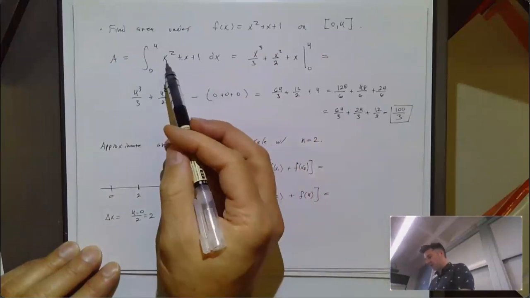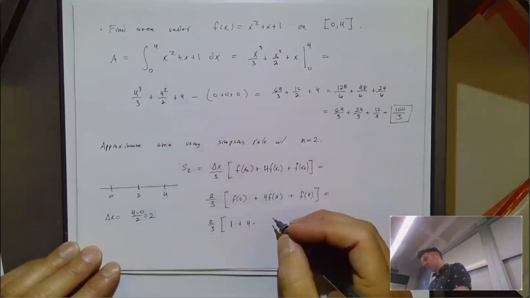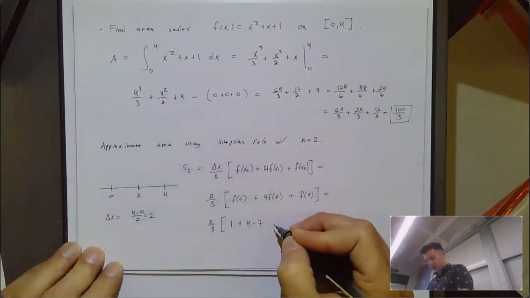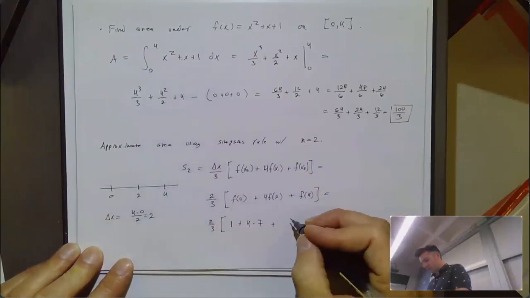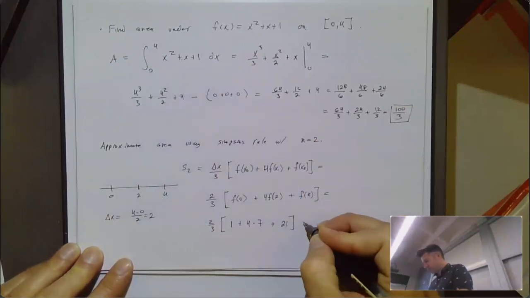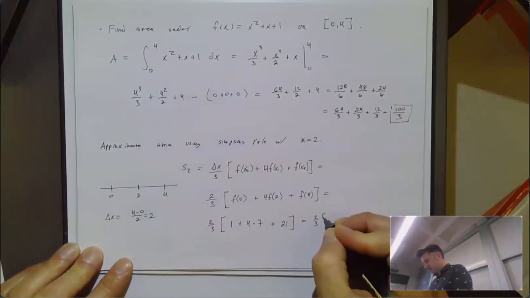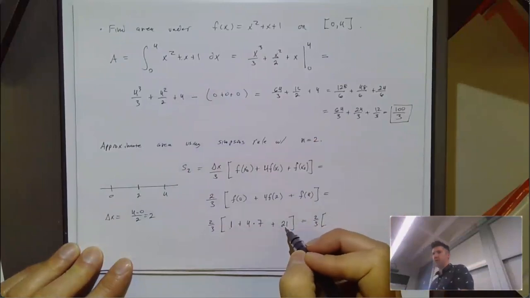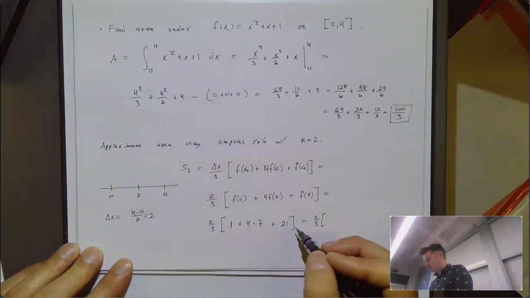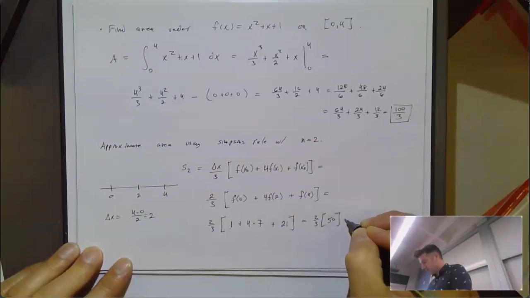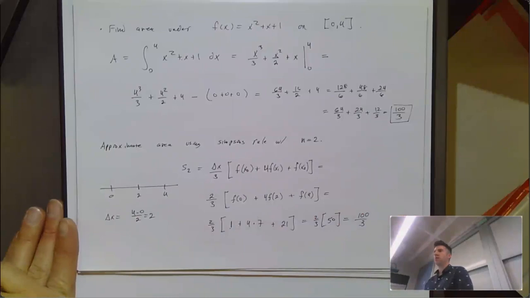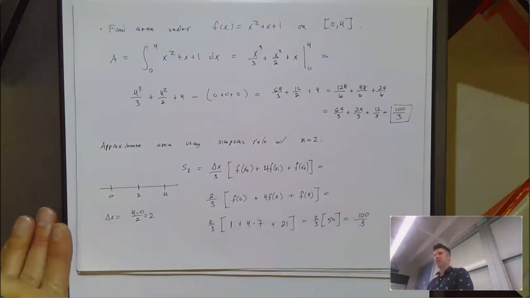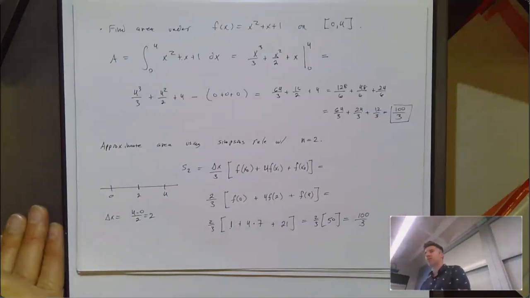f of 2 is 4 plus 2 plus 1, which is 7. And then f of 4 is 16 plus 4 plus 1, which is 21. That's going to be 2 thirds times 1 plus 28 plus 21, which is 50. 2 thirds times 50 is 100 thirds. How interesting. Simpson's method actually exactly calculated the integral.